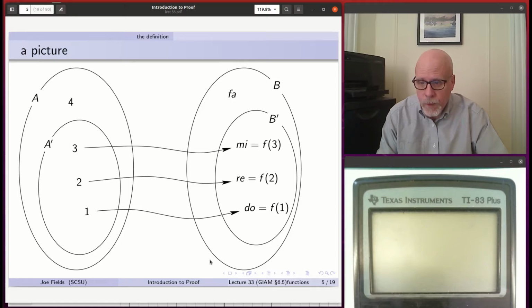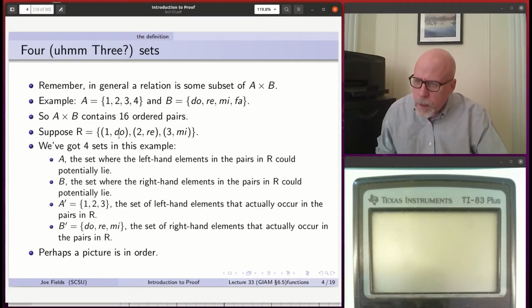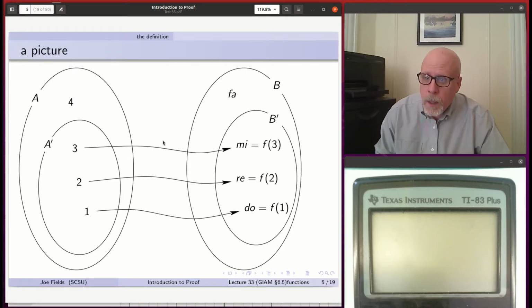We've got the notes over on this side and the numbers over on the left. Well, 1, 2, and 3, that's the set of things that actually have a pair associated with them. 4 didn't, right? 4 was not mentioned in the relation. I should go back and look at it. You see how the relation has 1 paired with something, 2 paired with something, 3 paired with something, but not 4. Similarly, the note fa wasn't in there.